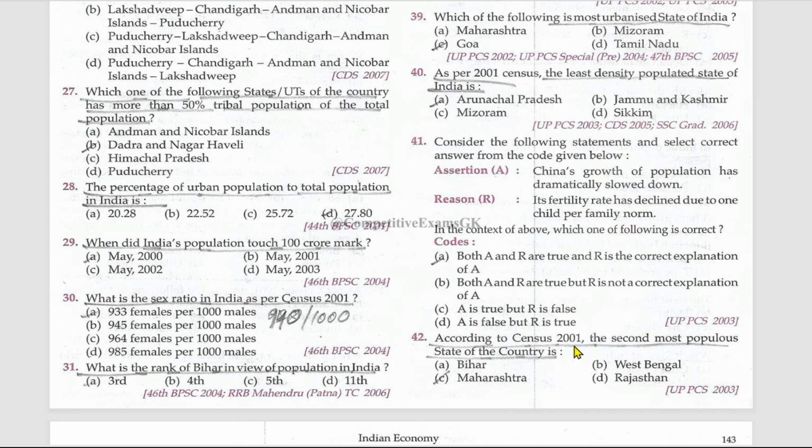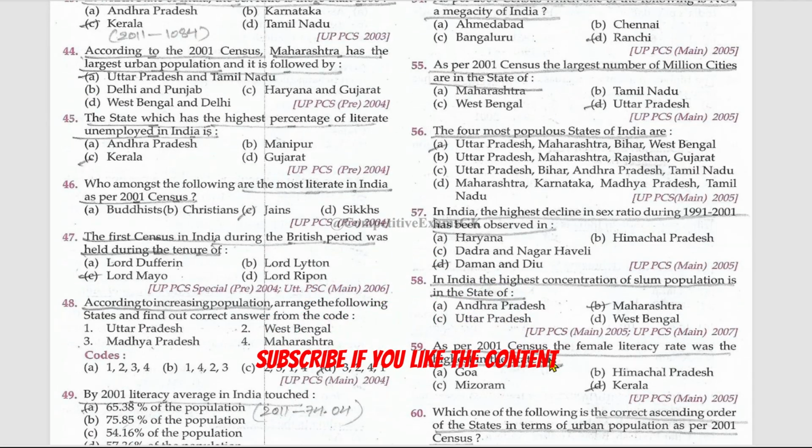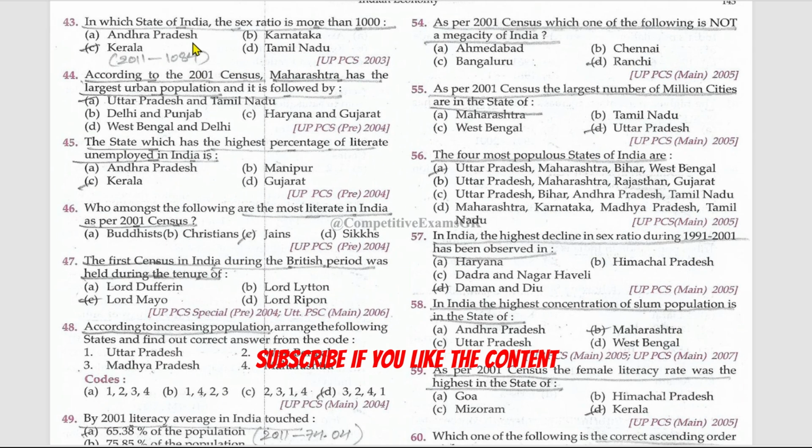According to census 2001, the second most populous state of the country is Maharashtra. According to the 2011 census, which state is the most populous in the country? Mention it in the comments. In which state of India is the sex ratio more than 1000? That is Kerala.